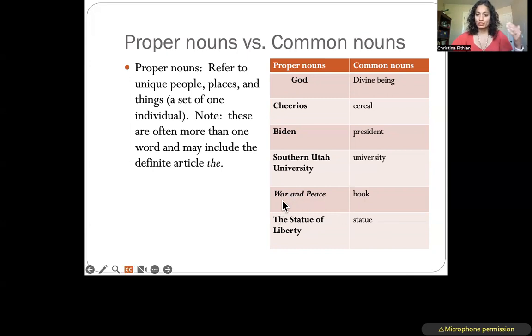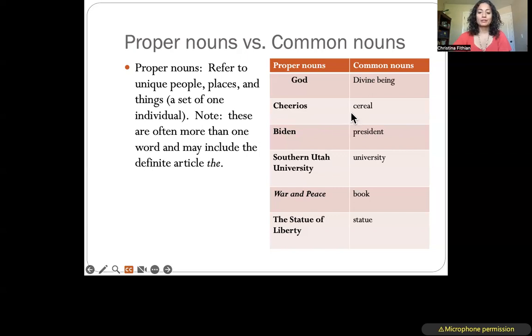That's just considered a common noun. Moving up, we continue with War and Peace. Now, as a proper noun, it refers to one particular novel. Book is a common noun. Southern Utah University, obviously a proper noun, it refers to one particular place, but university is a common noun that can be any university. Biden would be a proper noun. President is just a common noun. Cheerios, proper noun.